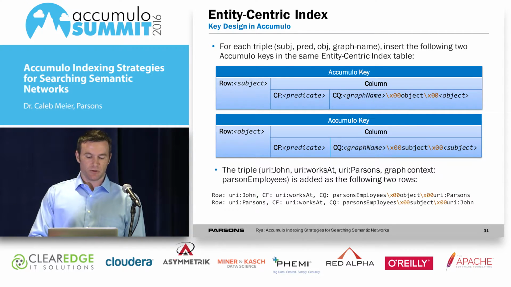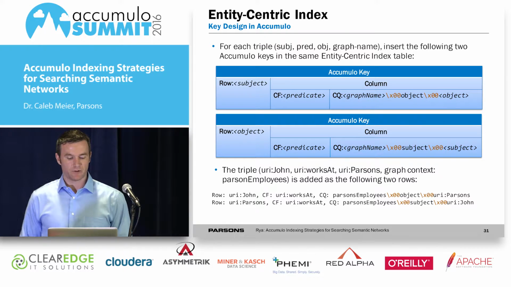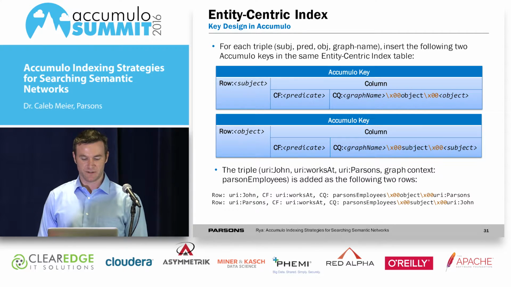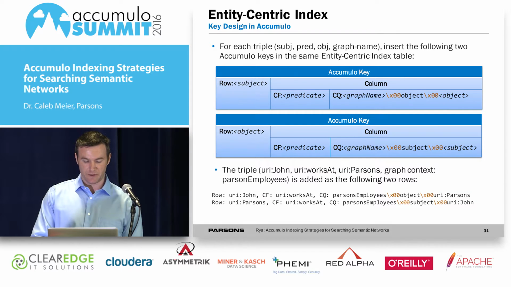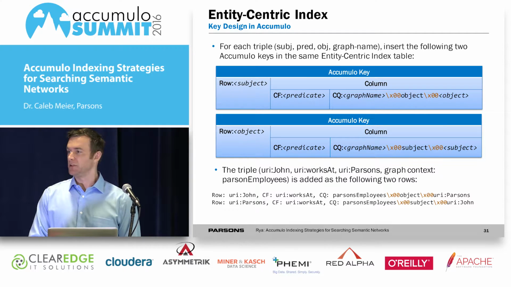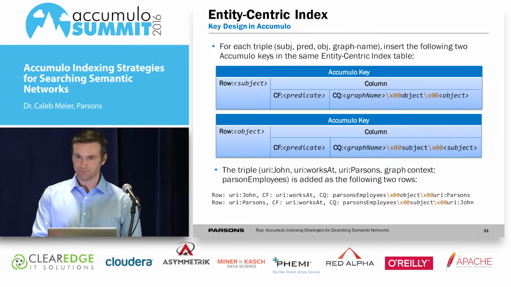So to see clearly what's going on, look at the example at the bottom where we have a triple that we insert. We have John works at Parsons with a graph context Parsons employees, and we get the following 2 entries in our Accumulo table. Here the words object and subject, which appear in the column qualifier, just indicate what part of the triple is actually written in the column qualifier.